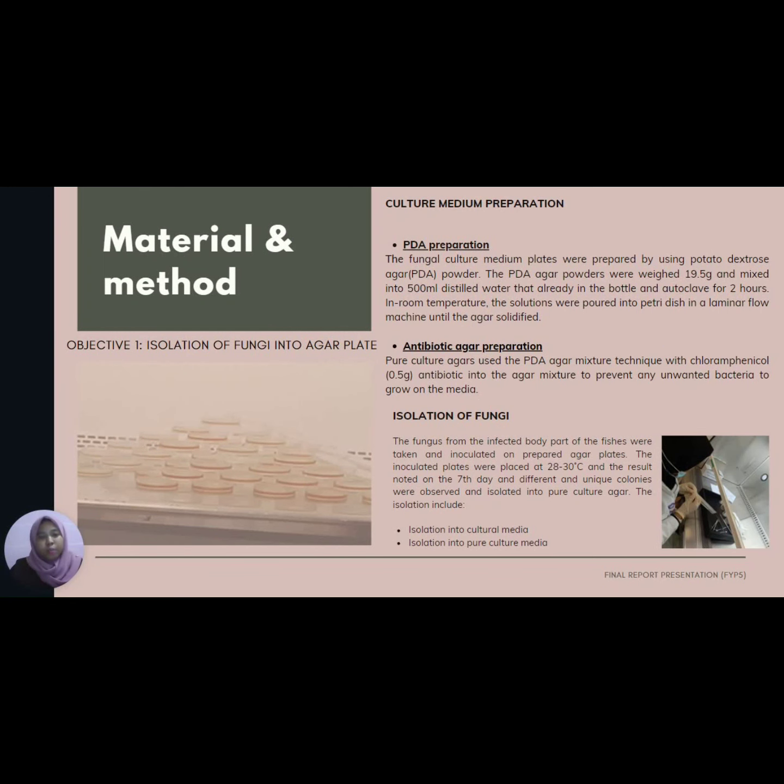For the culture media preparation, we have two. The first one is PDA preparation, where the PDA agar powder was mixed with distilled water and autoclaved for 2 hours, and then left to solidify in the laminar flow machine. And for the antibiotic agar, the PDA agar mixture is mixed with antibiotic, that is chloramphenicol, to avoid unwanted bacteria growing on the media.